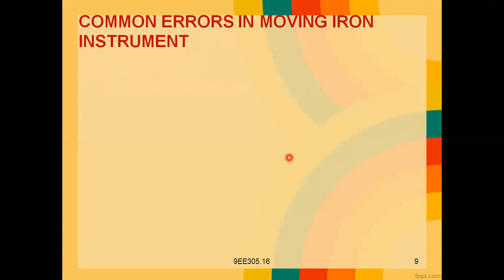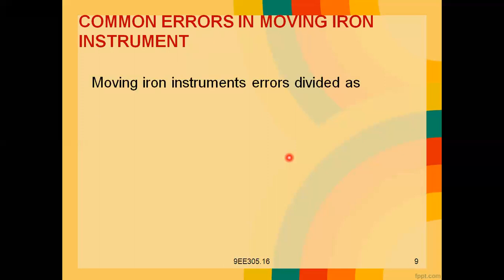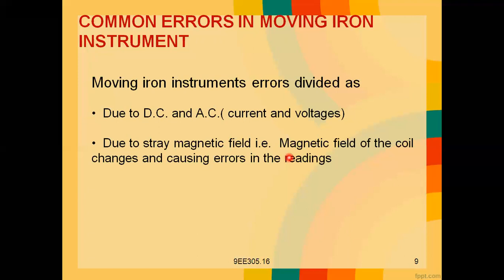So we'll see common errors in MI instruments. The errors in MI instruments are divided as due to DC and AC. This is one classification. Due to DC currents, due to AC currents, due to DC voltages and due to AC voltages. Other one is due to stray magnetic field.